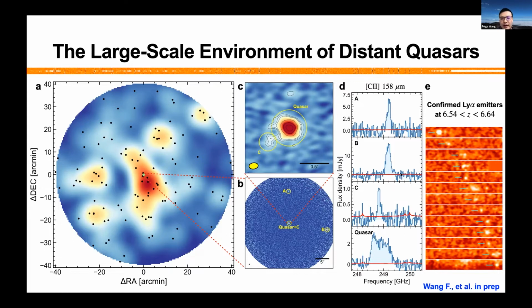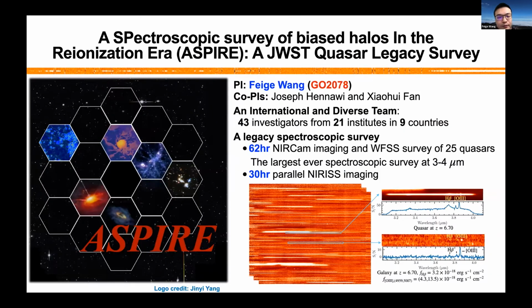So, as I said here, the quasars are located in overdensity regions, but it's not only in the unobscured phase, but also the obscured phase. In order to study this, we made a program with JWST. We know that JWST was inserted into its L2 orbit yesterday, and we hope to start using JWST to do our science in the coming years.